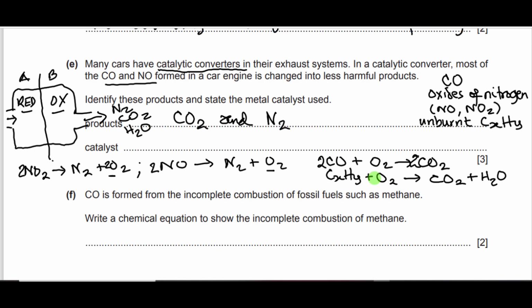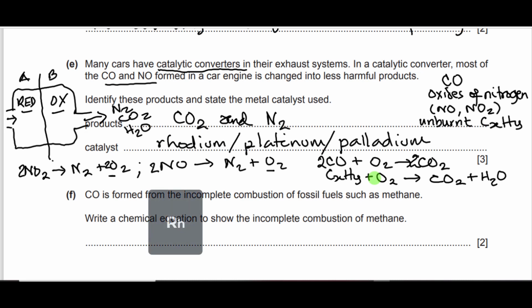The catalyst used can either be rhodium, platinum, or palladium. Any of these will be correct. They are all transition metals, so if you write any of them, you are correct. The symbol of rhodium is Rh, platinum is Pt, while palladium is Pd. Being transition elements, one of their unique properties is possessing catalytic ability.